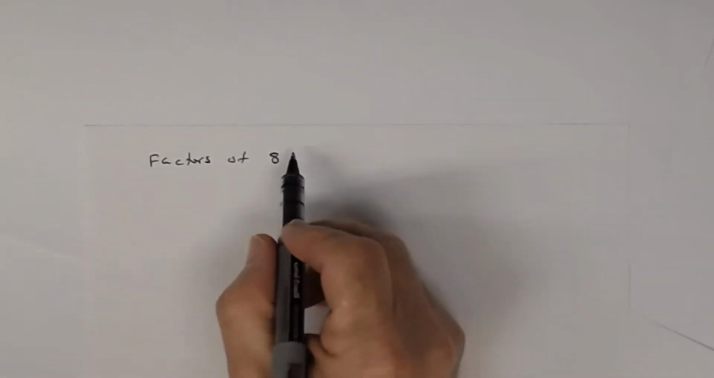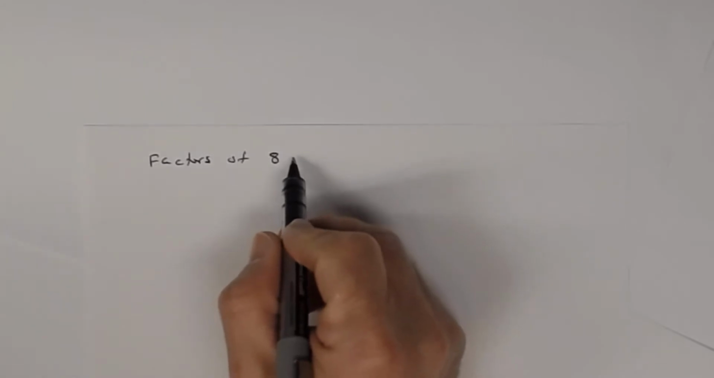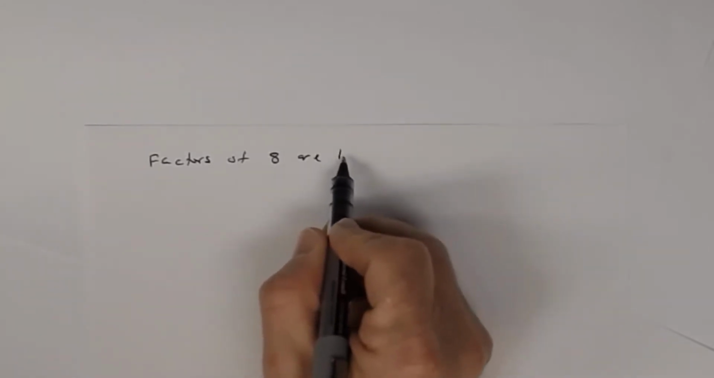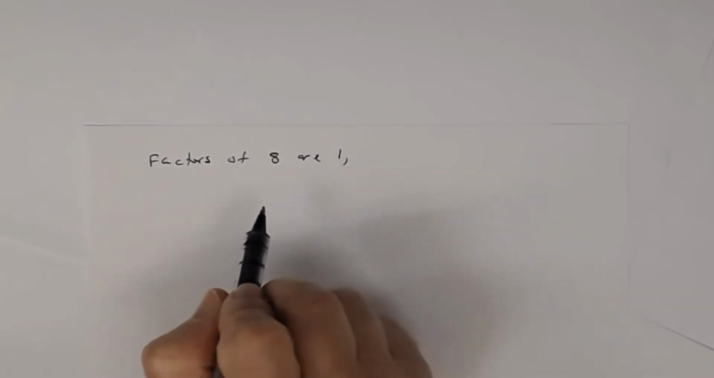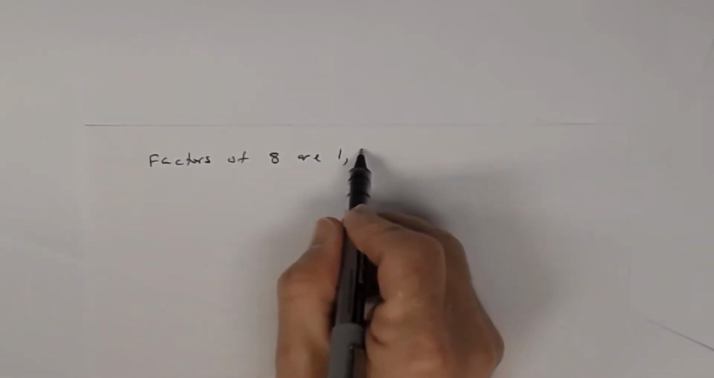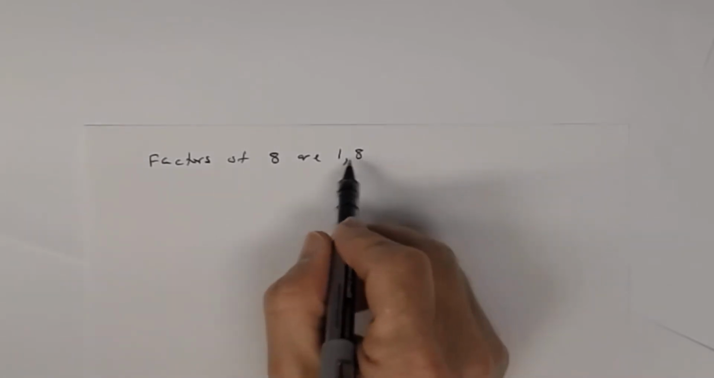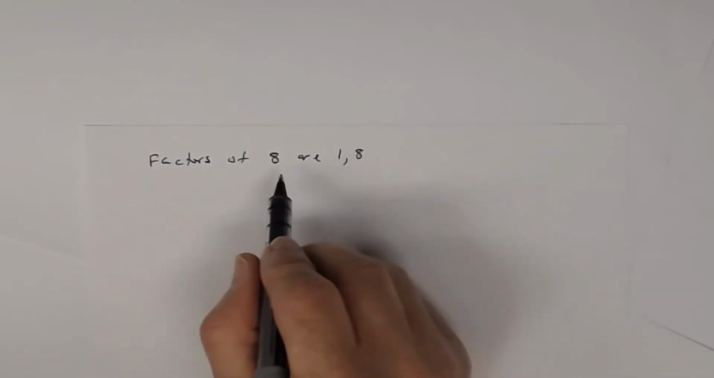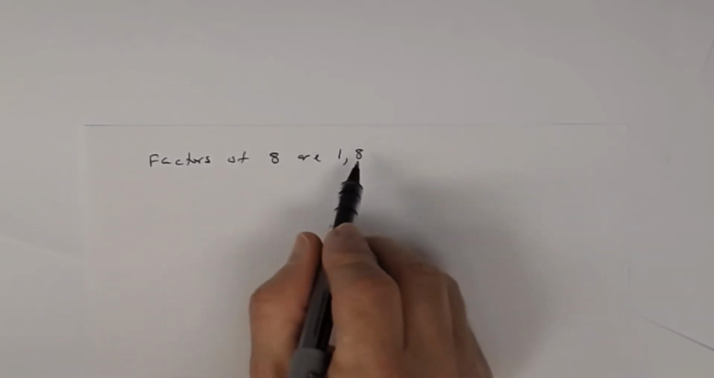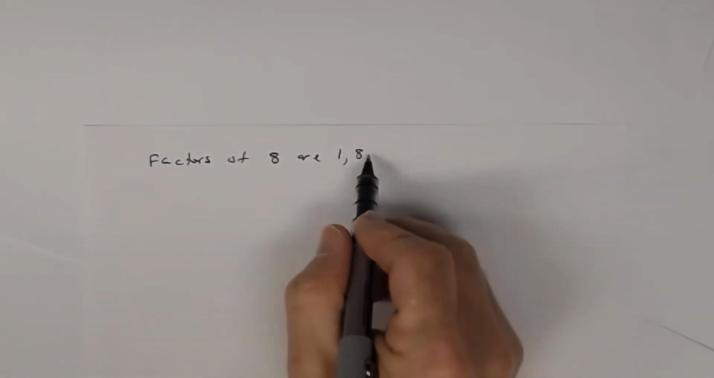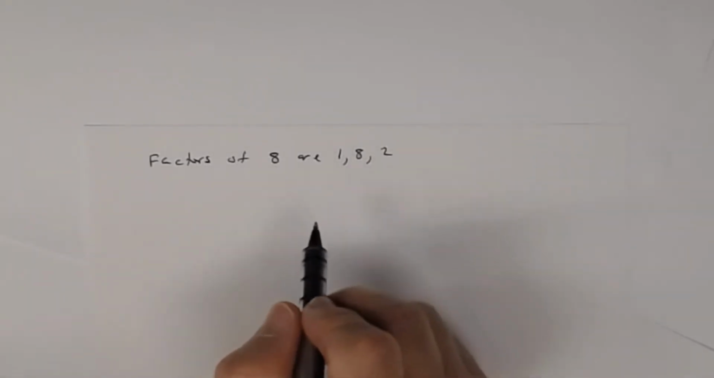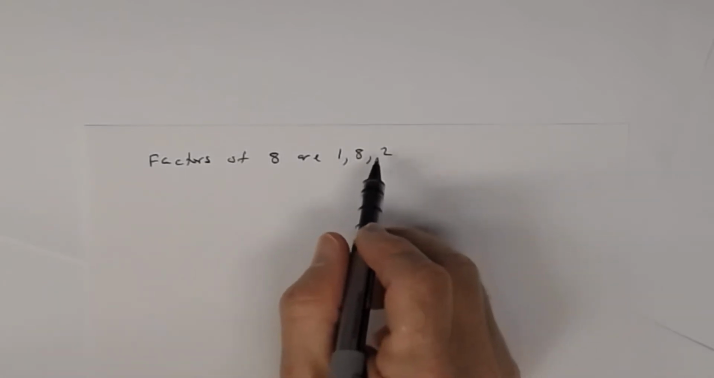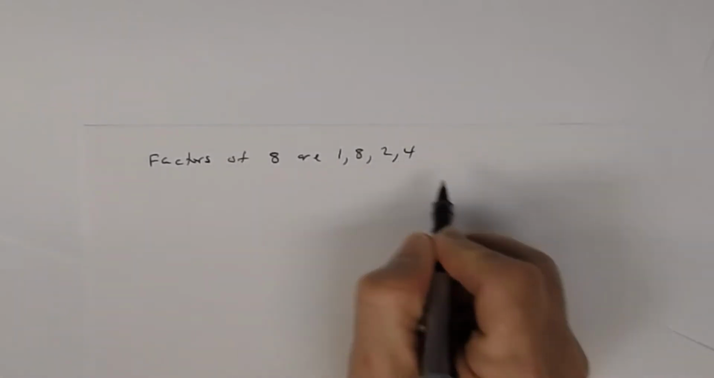Now, let's remind ourselves what the factors of 8 are. A factor of 8 would be 1, because 1 times 8 is 8. So 8 is also a factor. Since 8 is a factor of 8, if I divide 8 by 8, I get a remainder of 0. 2 is a factor of 8, because 2 goes into 8 evenly. Remember, 2 times 4 is 8, so 4 is a factor of 8.